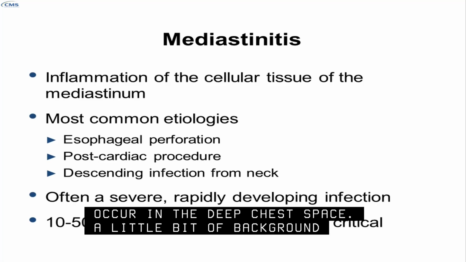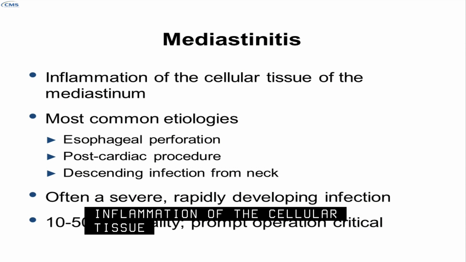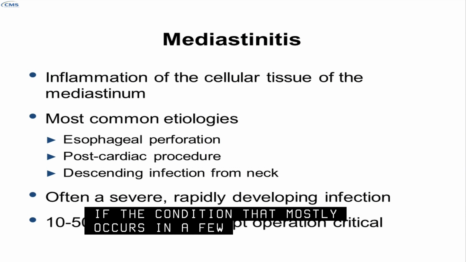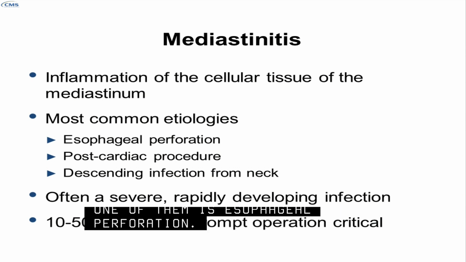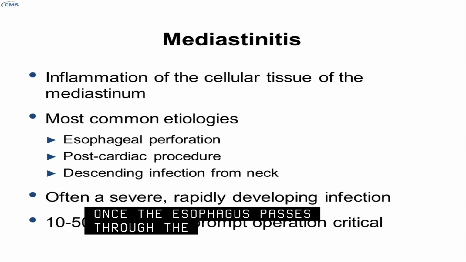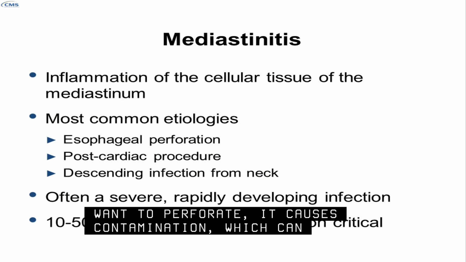believe. Mediastinitis is an inflammation of the cellular tissue of the mediastinum, so the space in between the lungs and surrounding the heart. This is a condition that mostly occurs in a few particular circumstances. One of these is, as I alluded to, esophageal perforation. Once the esophagus passes through the mediastinum, and once it perforates, it causes a bacterial contamination, which can lead rapidly to a very significant systemic infection.